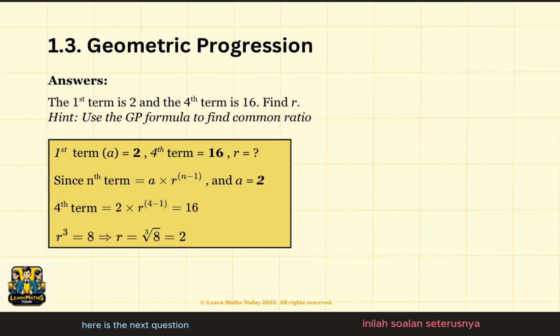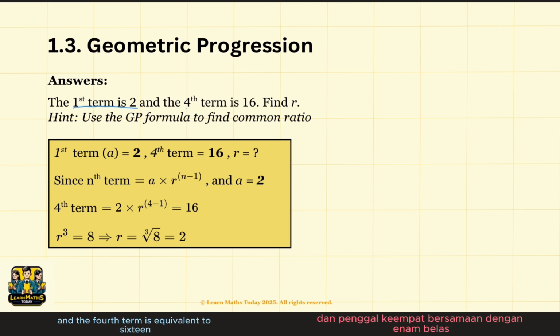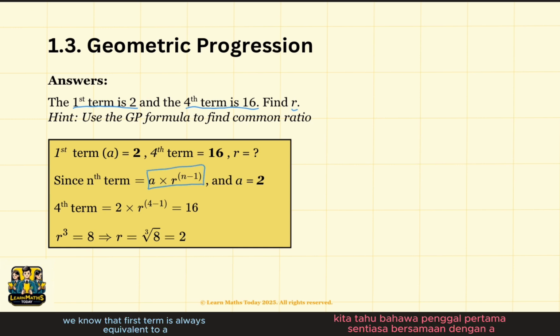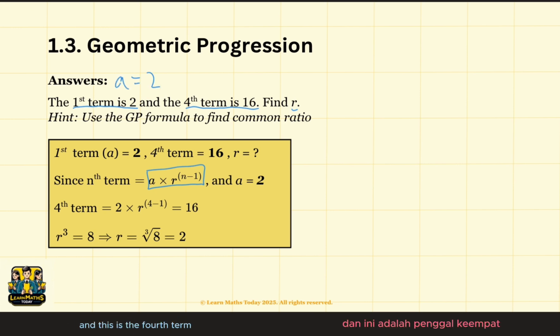Here is the next question. We're given the first term is equivalent to 2, and the fourth term is equivalent to 16. And we're asked to find r, which is the common ratio. So remember this formula. We know that the first term is always equivalent to a. So here we're given that a is equivalent to 2. And this is the fourth term.